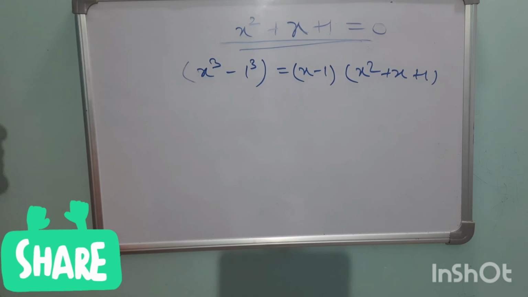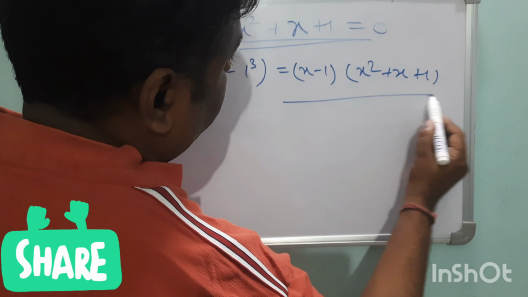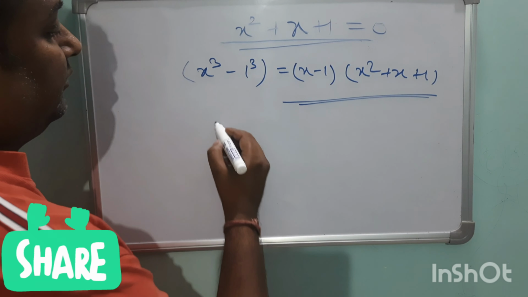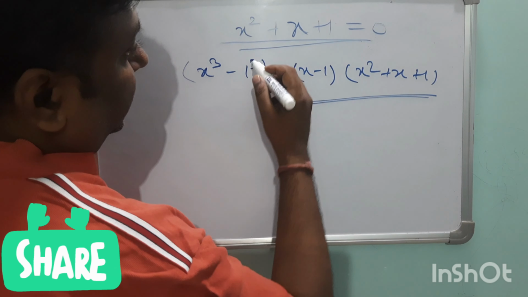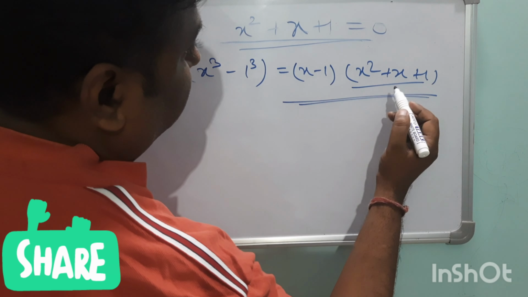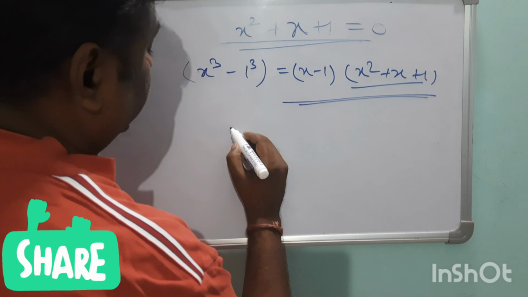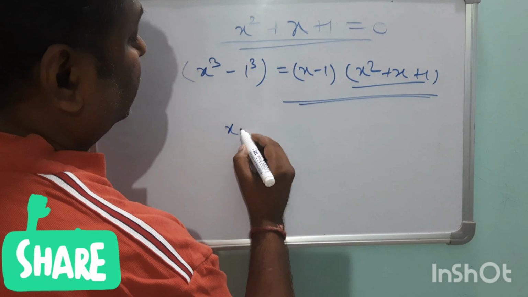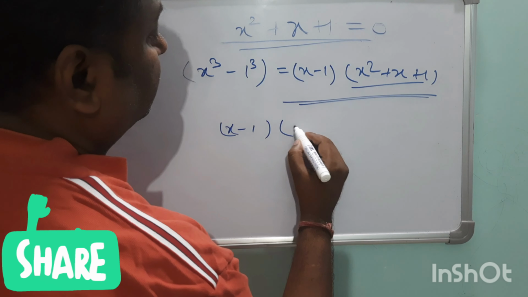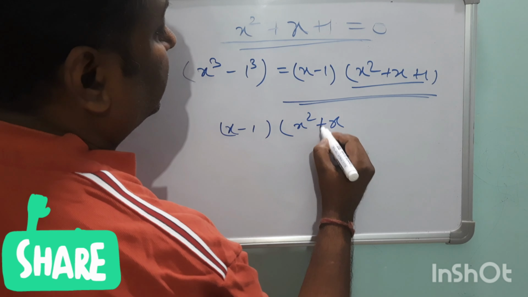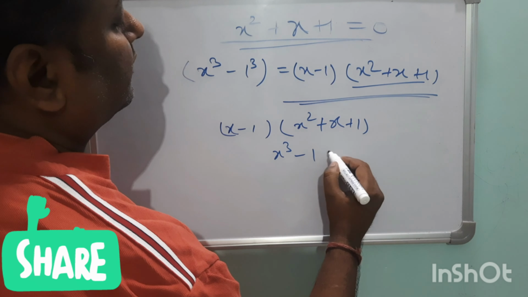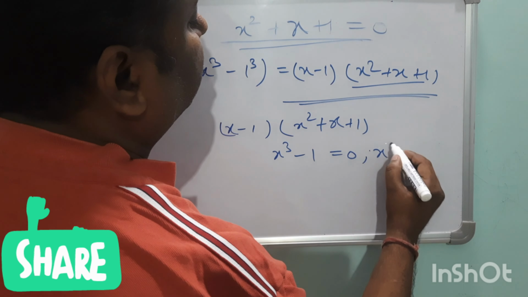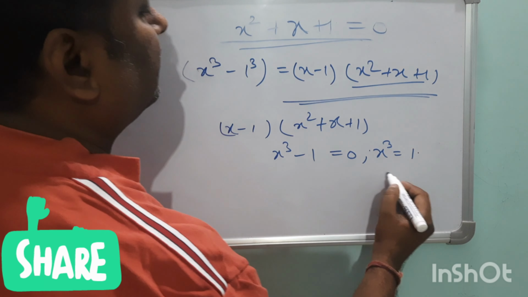So this is what you are remembering, right? We will multiply with x minus 1 on both sides. You multiply LHS into RHS, since this equals 0, whatever we multiply, it will remain 0. So this will become x cube minus 1 equals 0, and x cube is equal to 1.